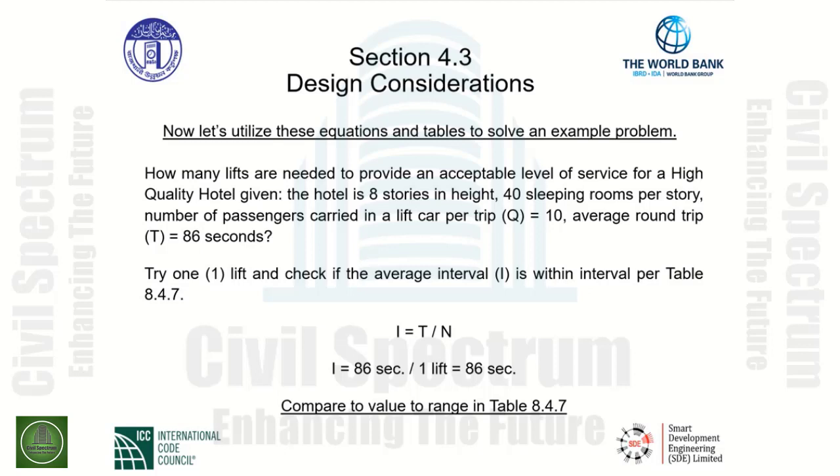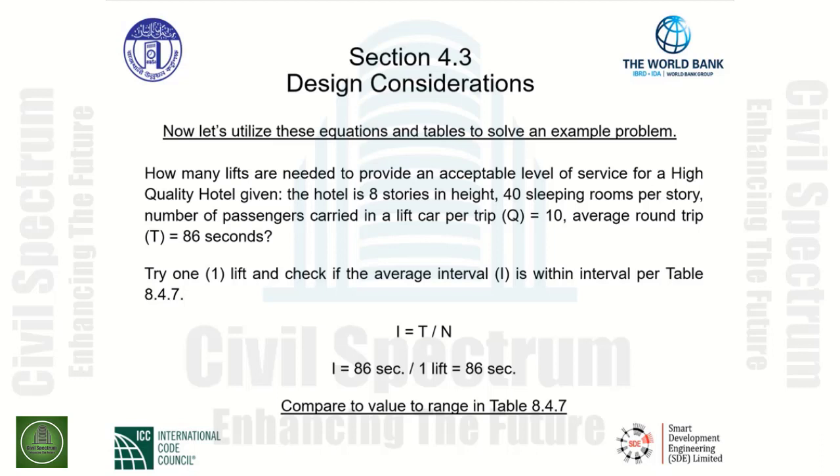Now let's utilize these equations and tables to solve an example problem. An example is given to us here. How many lifts are needed to provide an acceptable level of service for a high-quality hotel, given the hotel is 8 stories in height, 40 sleeping rooms per story, number of passengers carried in a lift per car trip, Q equals 10, average round trip T equals 86 seconds.